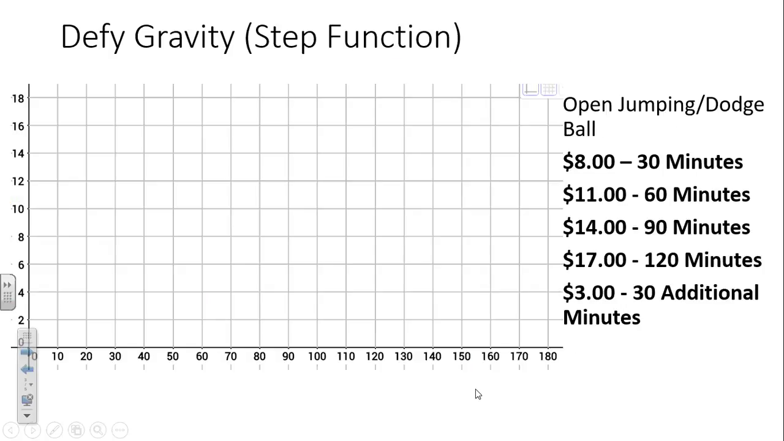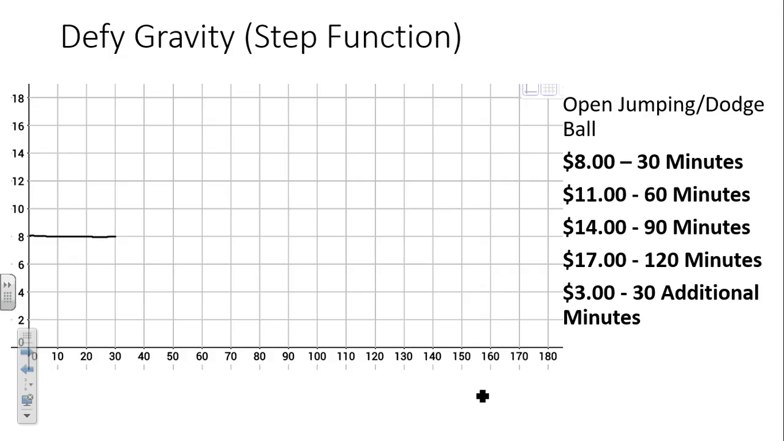You don't have to graph this out, just watch this. When we are not jumping at all, not even 1 minute, we decide to back out, they'll refund us our money, right? So at 0 minutes, we're not paying for anything, are we? But at 1 minute through 30 minutes, how much do we pay? $8, until we get to 30 minutes. And then at 31 minutes, what happens?